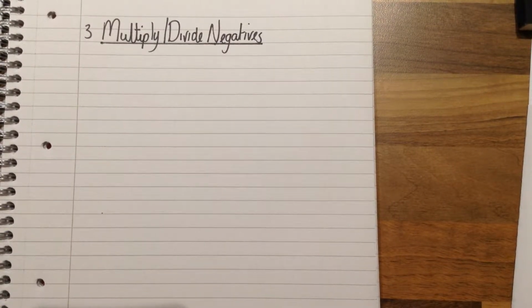This lesson we're looking at multiplying and dividing negative numbers. If you can get the title, grade and date into your book, don't forget to underline your title with a ruler.